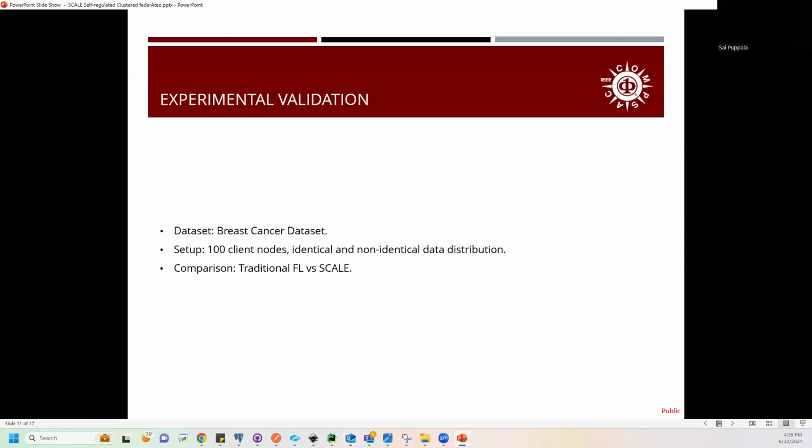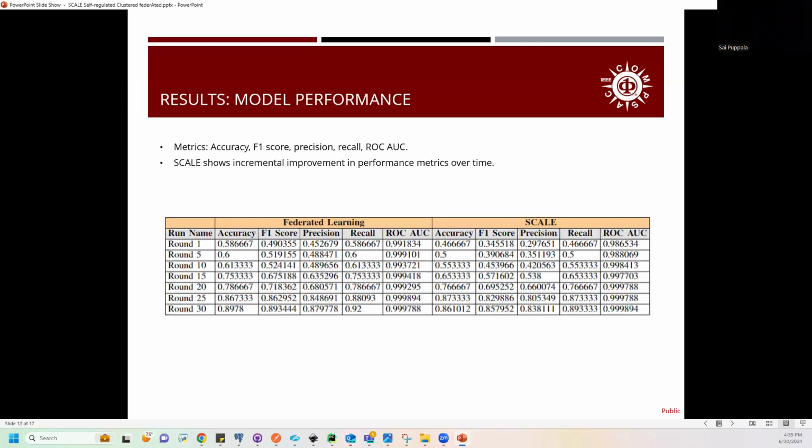How different or how novel is our scale approach as compared to traditional federated learning? Based on the metrics, you will probably understand the importance of the scale paper. As you can see here, these are accuracy, F1 score, precision, recall, ROC, AUC scores. On the left right here, you can see federated learning, and here you can see scale.